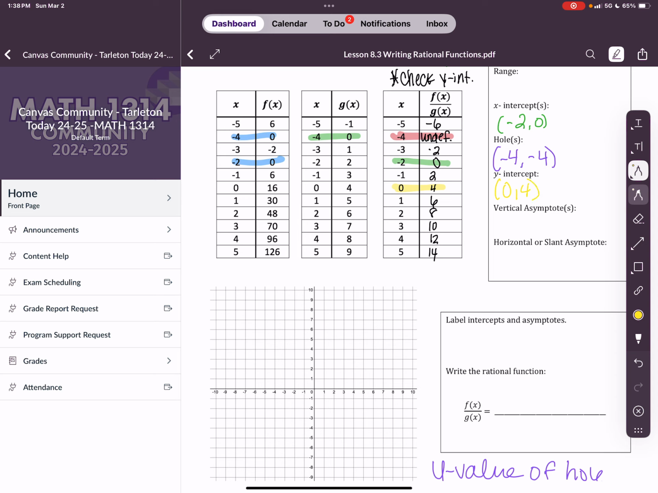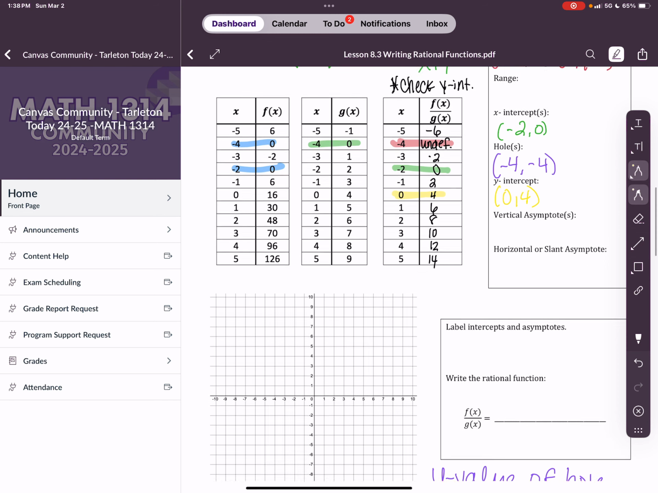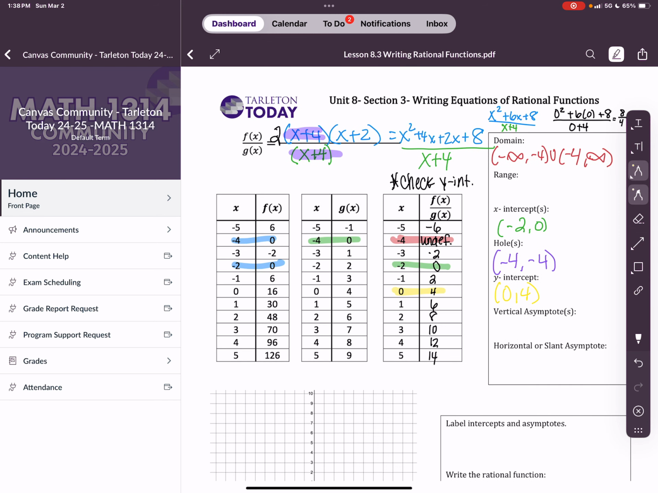Okay, and then we look for our vertical asymptote. Well, remember, to find the vertical asymptote, we would see, well, what isn't shared in the bottom? Well, there's nothing. So because there's nothing left, that is going to be none. There's not going to be a vertical asymptote.